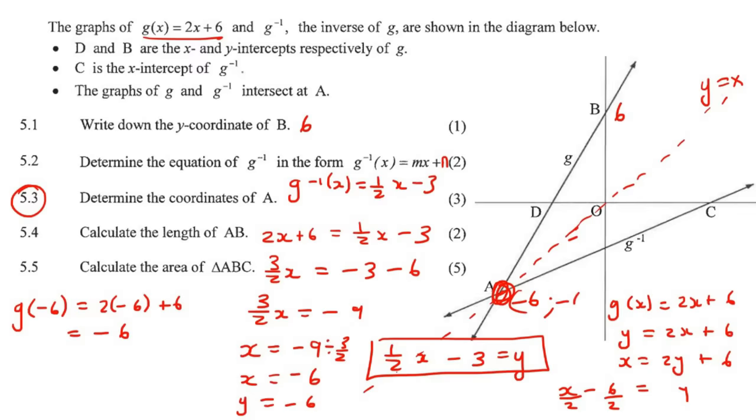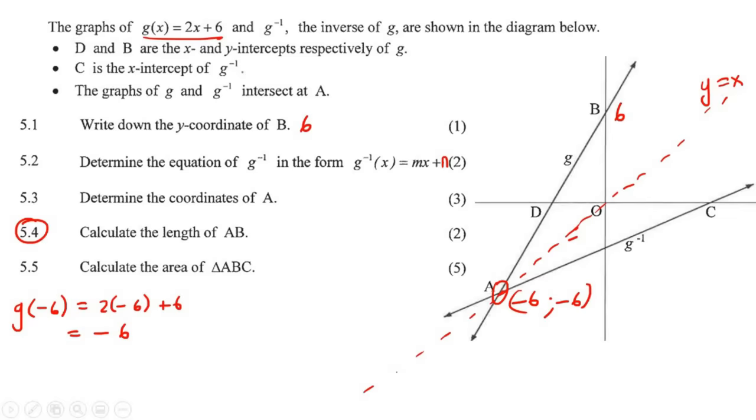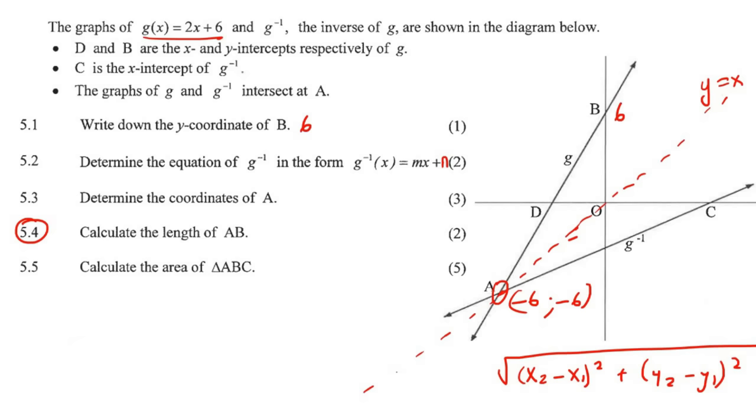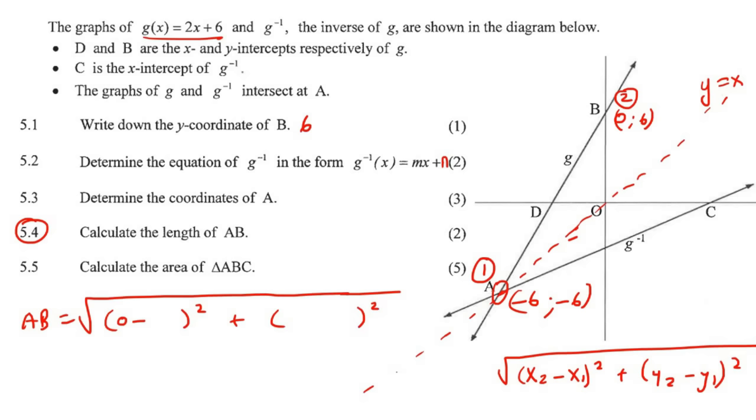This question says, calculate the length of AB. That's pretty straightforward. Hey guys, we're just going to use the distance formula. We know the distance formula by now, but it's something like the square root of x2 minus x1 squared plus y2 minus y1 squared. We're going to find the distance of AB. I'm going to use this as my point 2 and this as my point 1. So the coordinates here would actually be 0 and 6 and then negative 6, negative 6. Let's fill this all in. We end up with 0 take away negative 6, and then 6 take away negative 6. If we work this all out, you end up with 6 square root 5, which to two decimal places is 13.42.